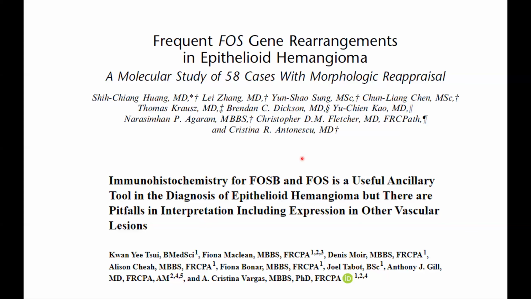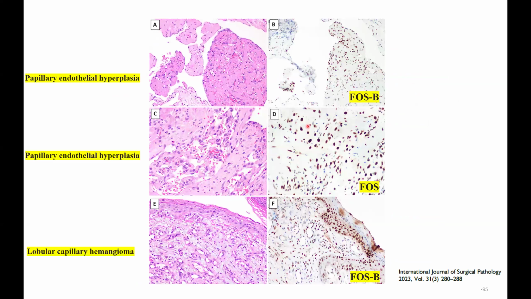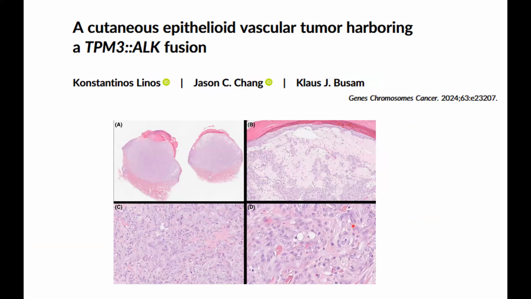FOS rearrangements, we know that a subset of epithelioid hemangiomas show FOS rearrangements, and these can be explored immunohistochemically by FOSB or FOS antibodies, which work relatively well. However, it doesn't have a great specificity. Papillary endothelial hyperplasia or lobular capillary hemangioma can actually show FOSB or FOS expression. But the new thing is that there is now an epithelioid vascular tumor that harbors ALK fusions and resembles epithelioid hemangioma. It could be part of the epithelioid hemangioma spectrum or a different entity.